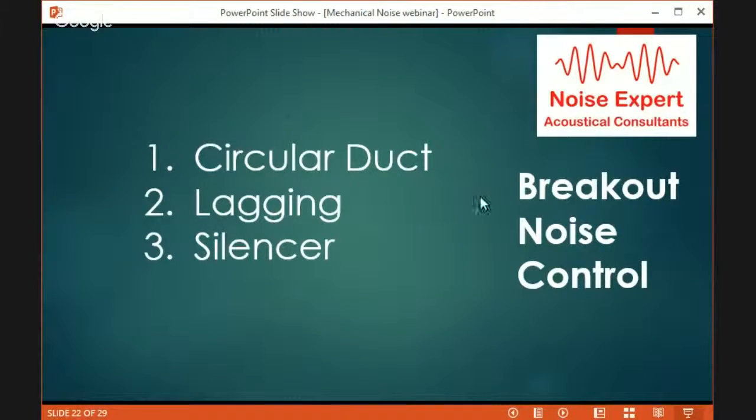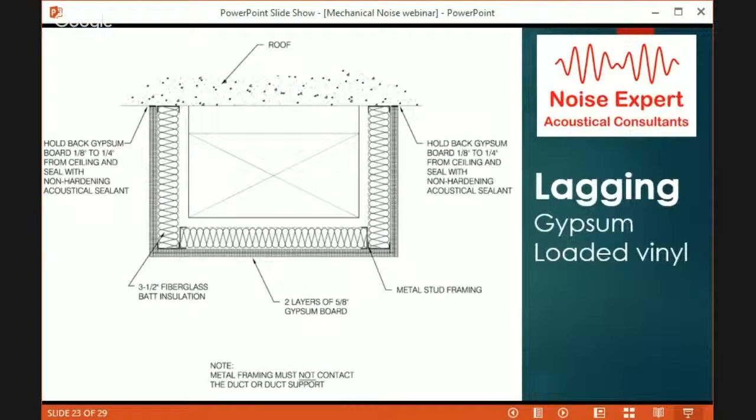So you can handle the breakout noise. Silencer's not going to handle breakout noise before the silencer, but if you get the silencer in before it goes into a new room, within the mechanical room or on the roof, then that will help the breakout noise situation.